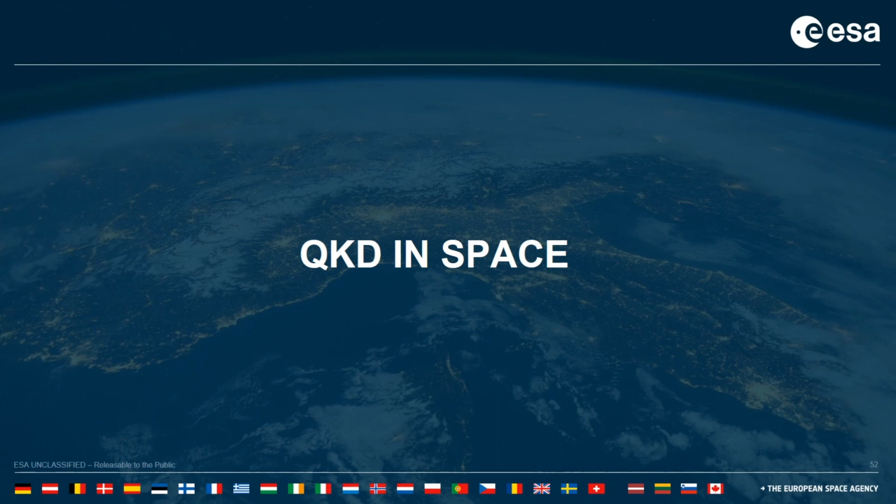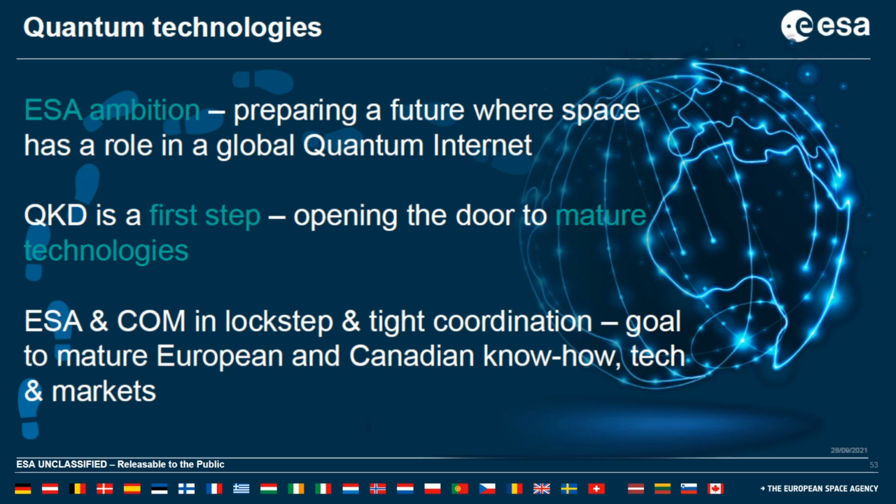So QKD in space, which is what we're all here for. We're in the Aerospace Village. So ESA's ambition is to prepare a role where space has a role in quantum internet. As we said before, it's a first step into maturing the technologies, and we're also working with European and Canadian know-how to access the markets.